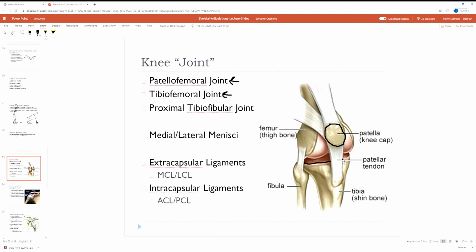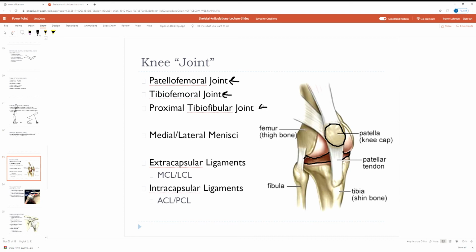This is really the joint you're thinking of typically. And it's just this joint between these tibial plateaus and the femoral condyles. So when you extend and flex your knee, that motion is occurring here. And then the patella is always along for the ride as well.